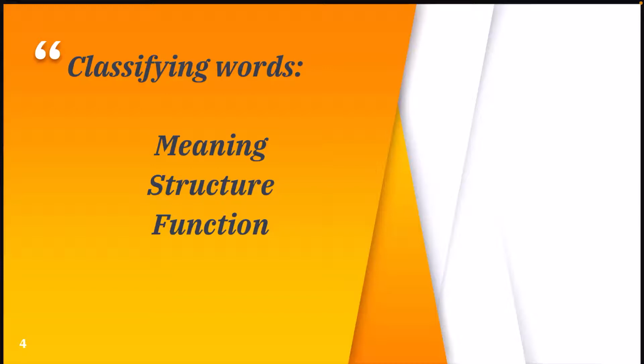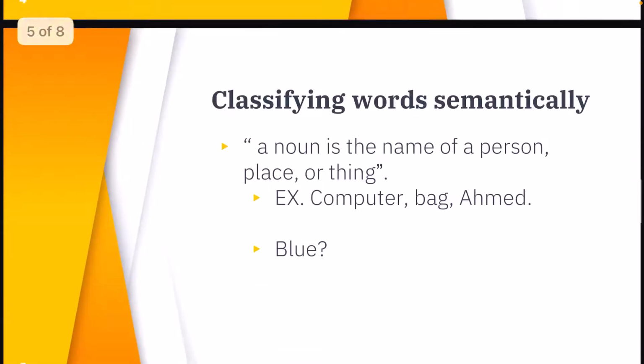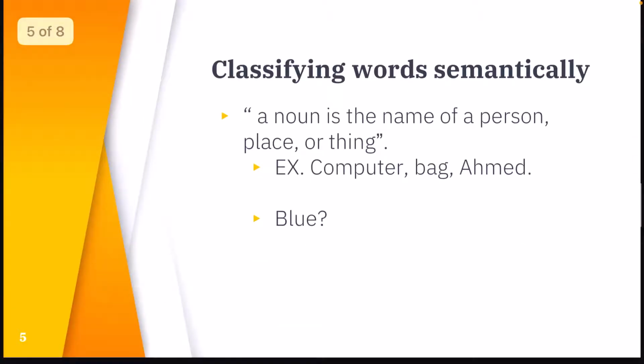Okay, classifying words semantically. Semantically, a noun is the name of a person, place, or a thing. For example, computer, bag, or Ahmed, Ali, Anne. However, classifying words semantically is not enough. Meaning, there are problematic words.